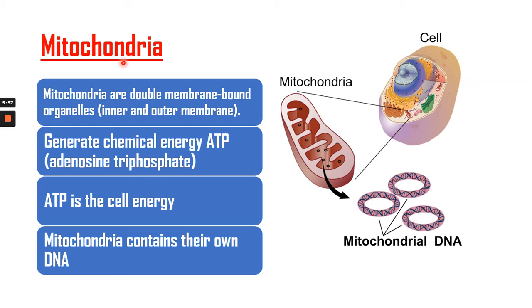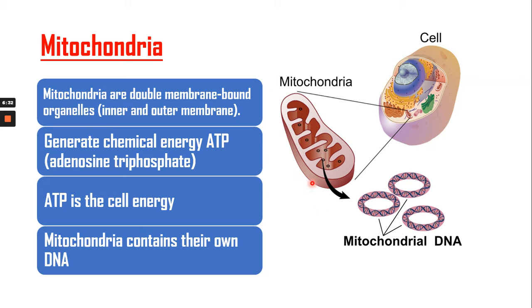The mitochondria. Mitochondria actually is very important because without the mitochondria, maybe the cell cannot work. Why? Because it is the power of the cell. The mitochondria gives the cell energy to make everything else. First, mitochondria are double membrane bound organelles, means it has an inner and outer membrane. Inner membrane and outer membrane.